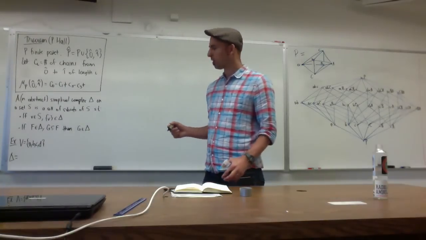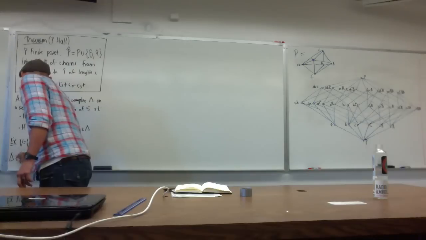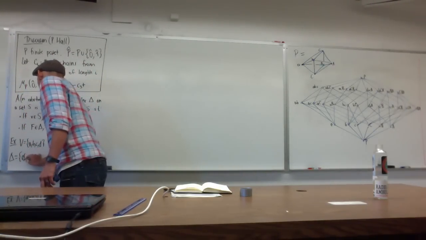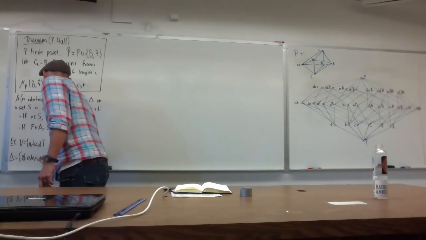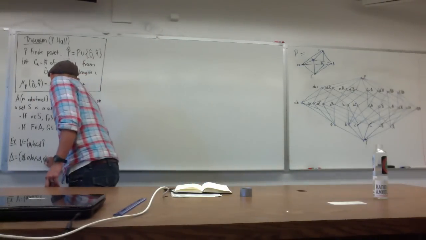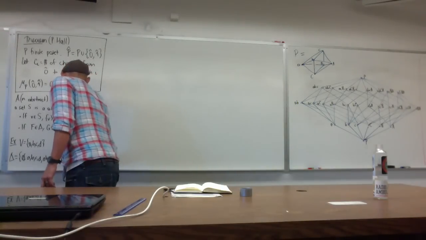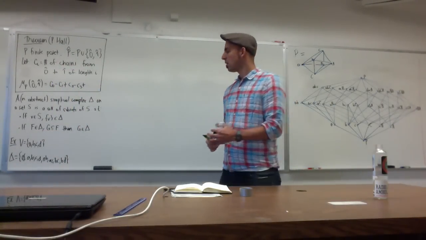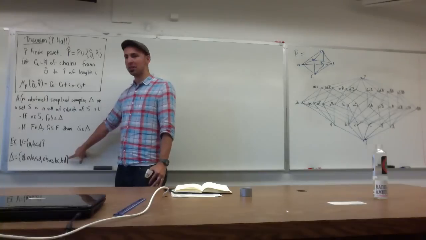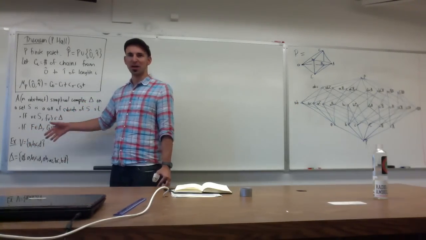What can Delta be? Well, let's say that it contains the empty set, the singletons, the pairs AB, AC, BC, and BD. Here I'm being lazy and I'm not putting brackets around each set, but this is actually a collection of sets. It's not just laziness. If you put brackets, it's impossible to read.